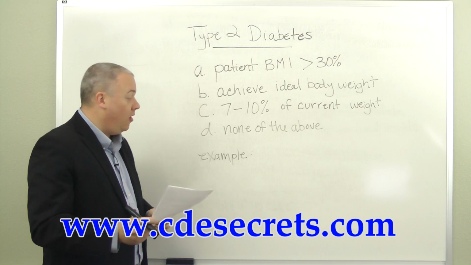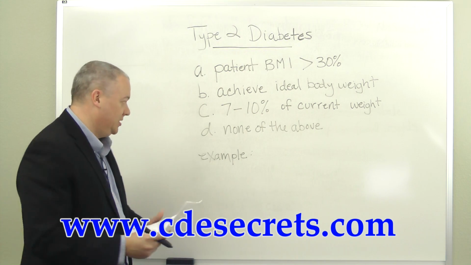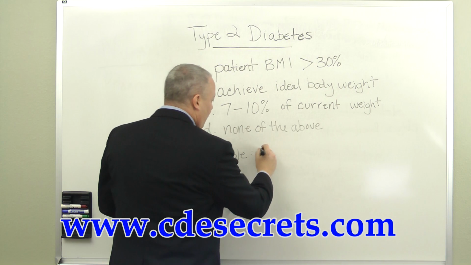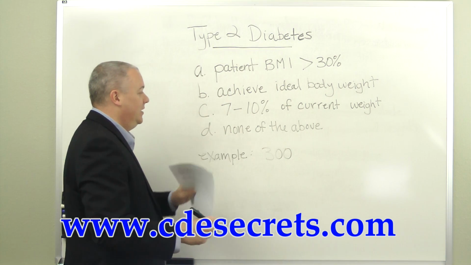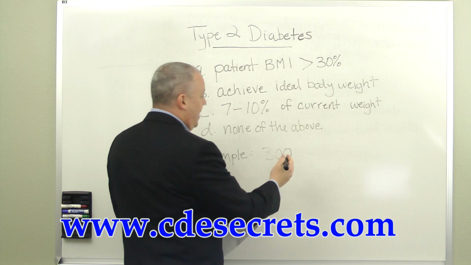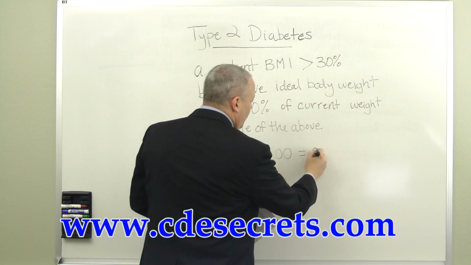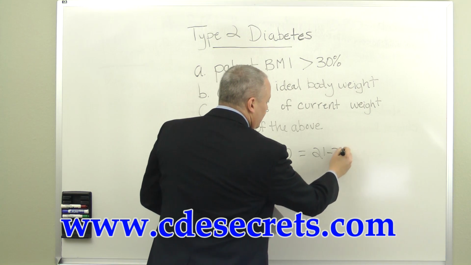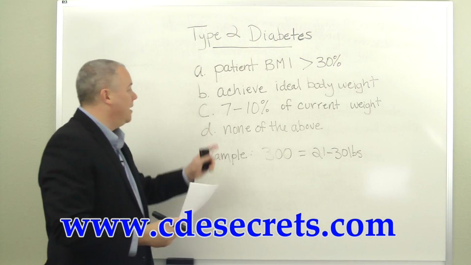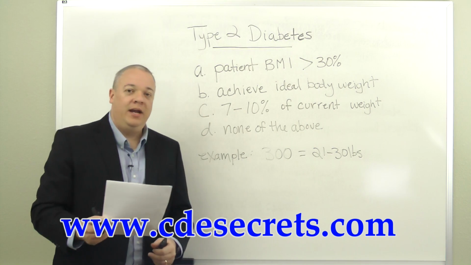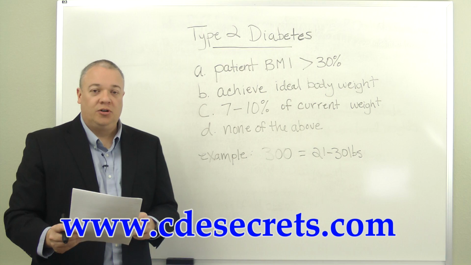Now, part of this question also asks us to give an example of what this would look like. So I'm going to pick something simple. Let's say we have a patient that weighs 300 pounds. If they are to lose between 7 and 10%, we just do a simple mathematical formula here, and we get that they need to lose between 21 to 30 pounds in order to come down 7 to 10% off their current weight and achieve that greatly improved glycemic control.